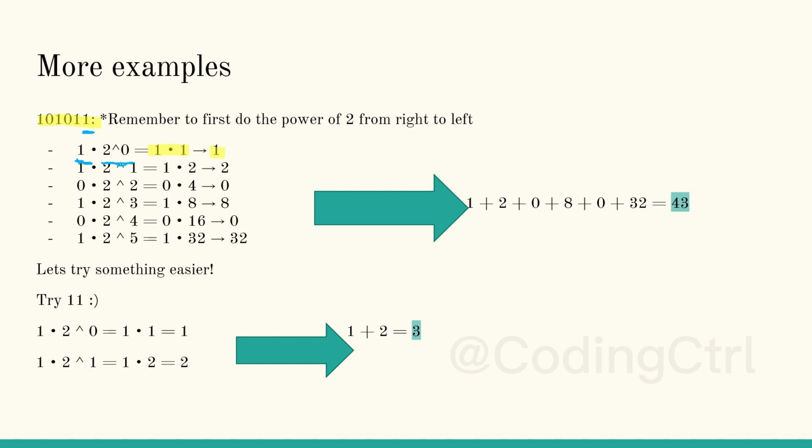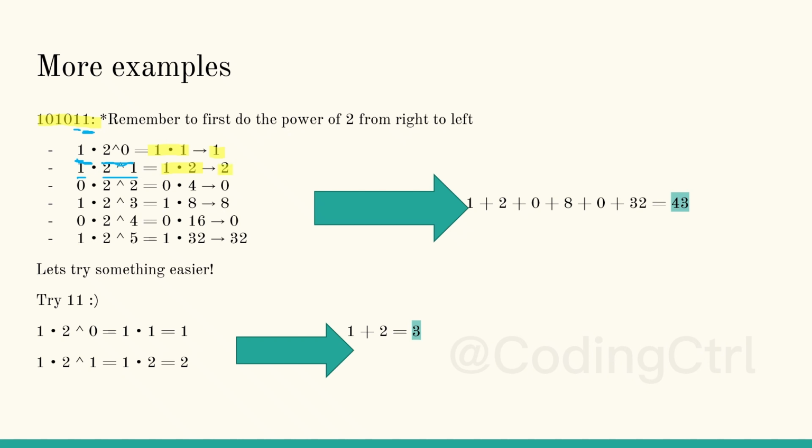The next number on the list is also 1. But in this case, the positioning moved up 1, so now it's position 1. So now we're going to be multiplying 1 times 2 to the power of 1. And then you would get 1 times 2, since 2 to the power of 1 is 2, and the answer would be 2.